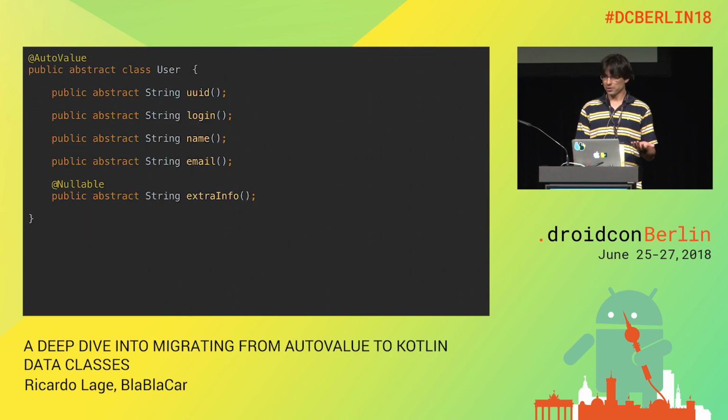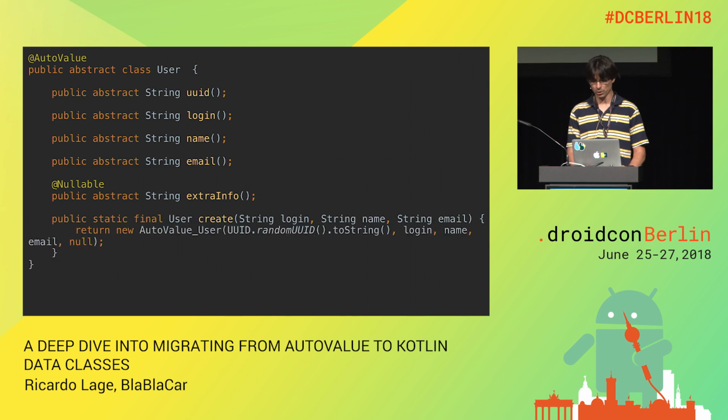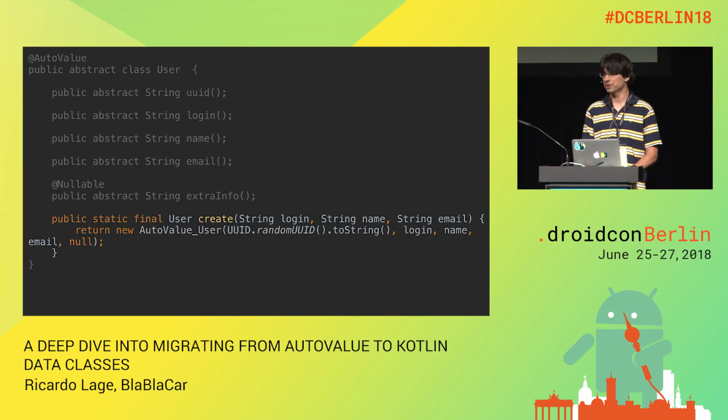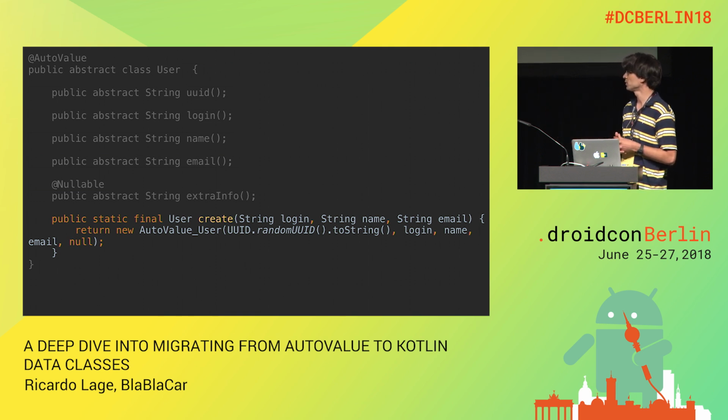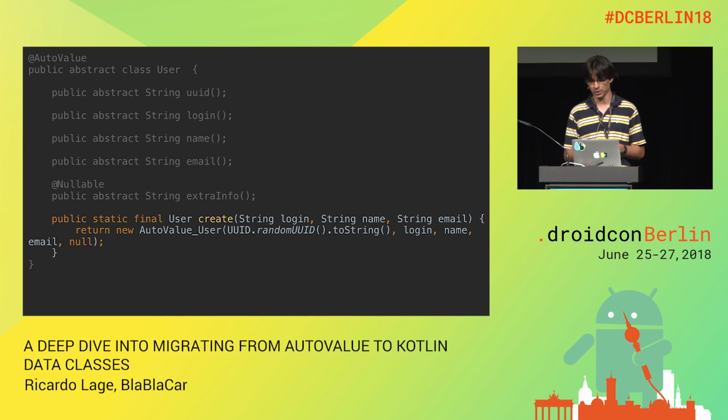But now, since this is an abstract class, we need to somehow expose a way to get an instance of this class, and we do this with a static method. Typically, you can also use a builder pattern if you want, so AutoValue provides that for you as well. Here, to simplify, we have a simple create static method that, behind the scenes, returns an instance of this AutoValue_User that AutoValue created for us.